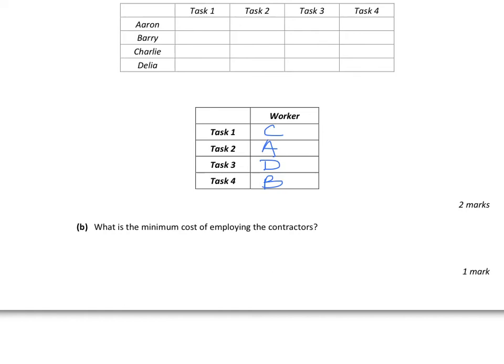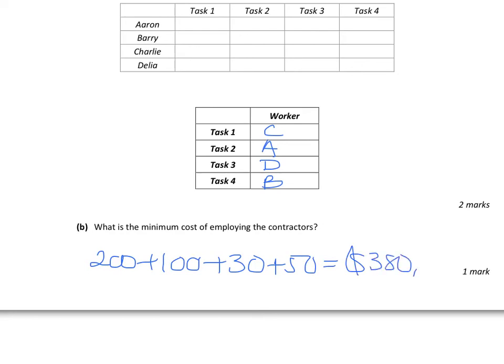And the minimum cost, that means we go back to our initial table and we work out the cost for each worker doing each of those tasks. And so we would have 200 plus 100 plus 30 plus 50, and that gives us a total of 380. But remember, these are in thousands, so the answer is actually $380,000 in total.